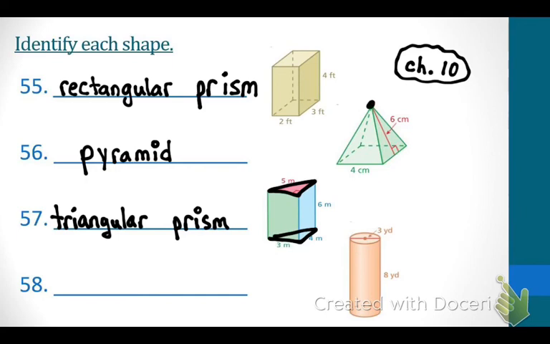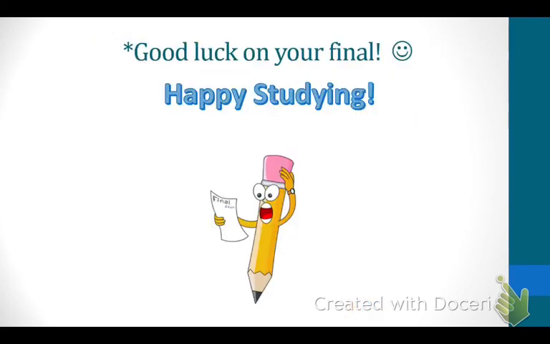Finally, number 58, what shape do we have? Cylinder. It is a cylinder. How many bases does a cylinder have? 2. It has 2. What shape is that base? It is a circle. So guys, remember your final is going to be on Tuesday of next week. Use this study guide to help you understand, and please go back and also use IXL.